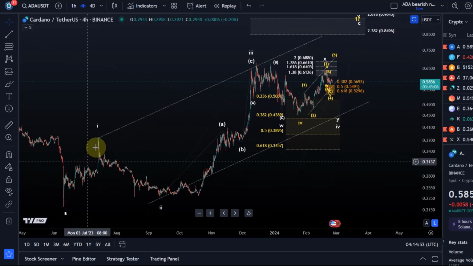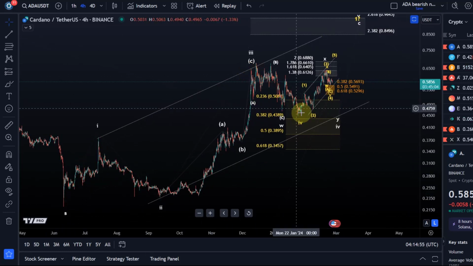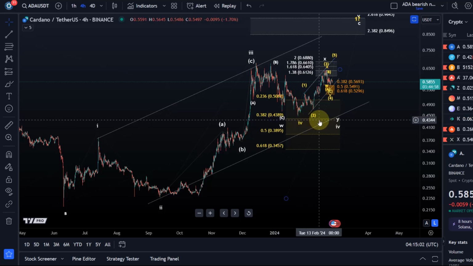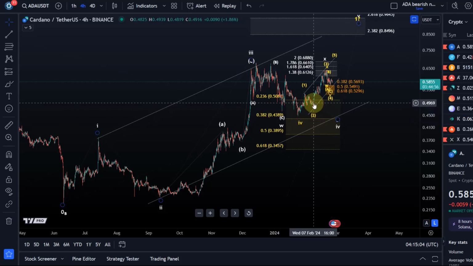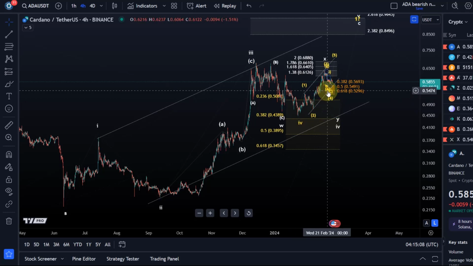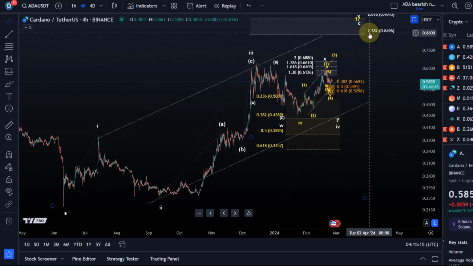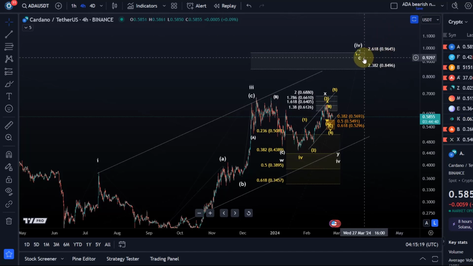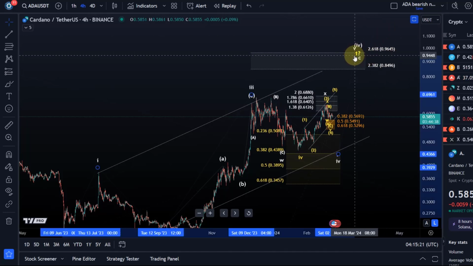And the first three waves are complete. The fourth wave possibly finished here, possibly on the 23rd of January. That's the current idea, and I will follow this idea and focus on this as long as micro support levels are holding, which I've communicated. The next move to the upside could take the price to 85 to 96 cents. This is a target for this fifth wave that I've been talking about.